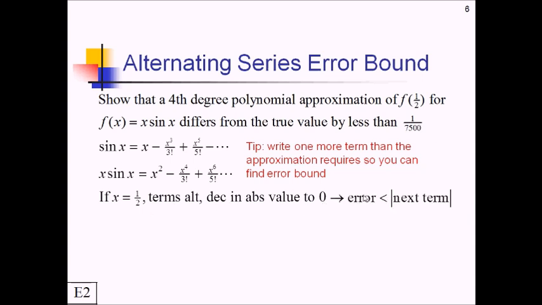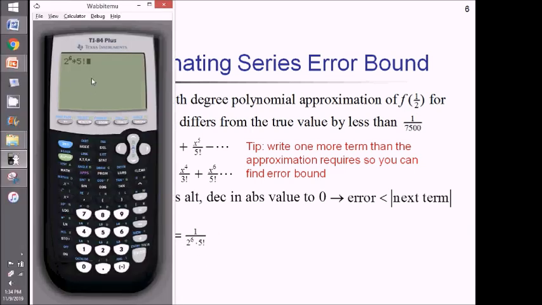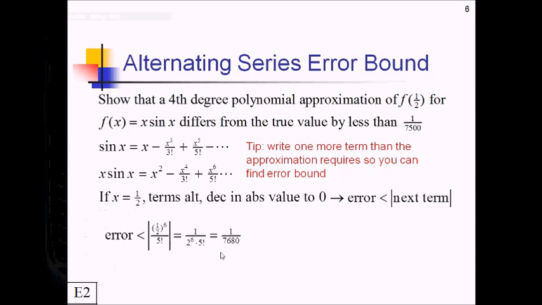So again, that means our error is just less than the absolute value of the next term. What's the next term going to be on this one? Pause the video and see if you can write it. So if I'm plugging in 1/2, my next term, after I use the first 4 degrees of polynomial action, is going to be 1/2 to the 6th over 5 factorial. And I could rewrite this as just 1 over 2 to the 6th times 5 factorial. Is this less than 1 over 7,500? Well, let's use the calculator to see what that denominator actually is. So 2 to the 6th times 5 factorial comes out to 7,680. So this is 1 over that number.